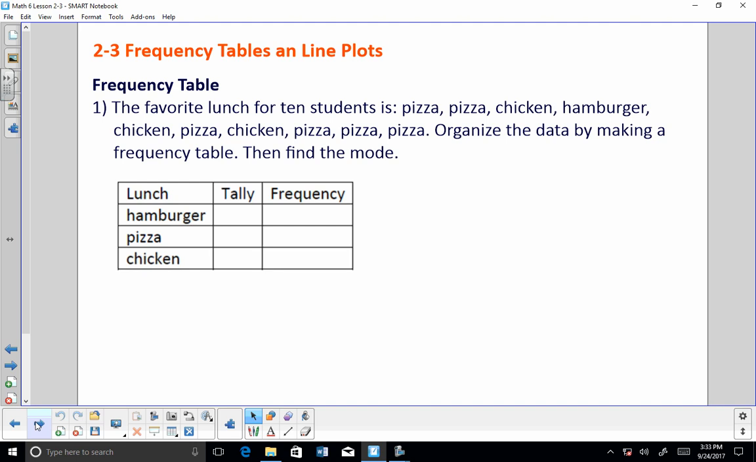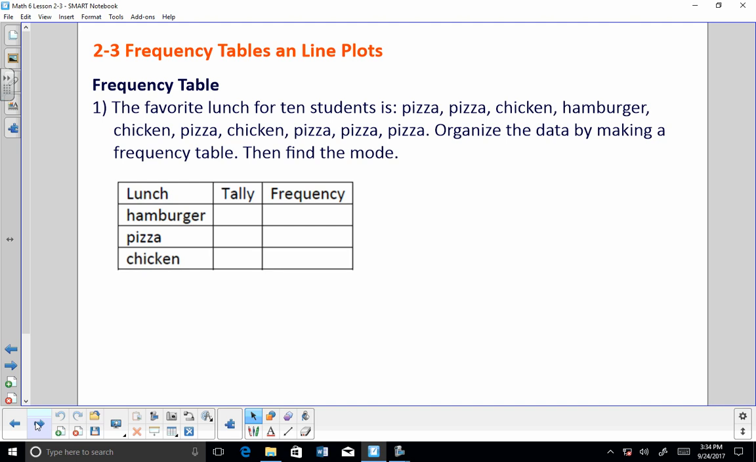The favorite lunch for 10 students is pizza, pizza, chicken, hamburger, chicken, pizza, pizza, pizza. Organize the data by making a frequency table, then find the mode. Now I already drew the frequency table for you. Most of the time you would have to draw your own frequency table.